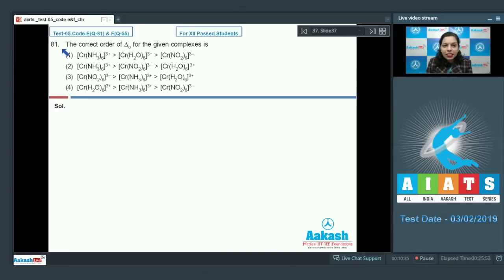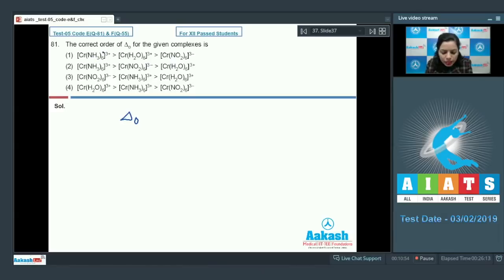Now question number 81. The correct order of delta naught for the given complexes is. It means we just have to find out that option in which these complexes are correctly arranged on the basis of their decreasing value of delta naught. Let's consider the complexes given here.